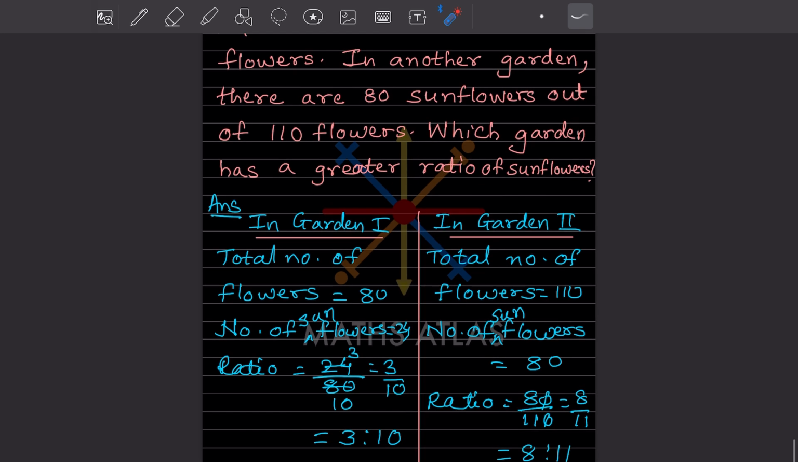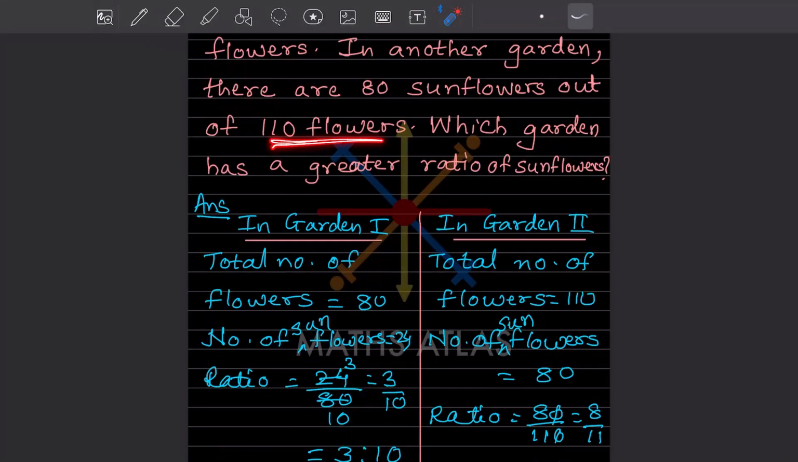Now look at garden 2. What did they say? Total number of flowers is how many? 110. So here the total number of flowers is 110. Out of that, how many are sunflowers? 80. So the total number of sunflowers is 80. So now again here, ratio, as I told you before, the total is going to be in the denominator. So you will write here 80 by 110. Now what you can do, this is very simple, you will just cut down the zeros. So this 8 and this 11 are not divisible by anyone. So you are going to write here 8 by 11, and that is 8:11.